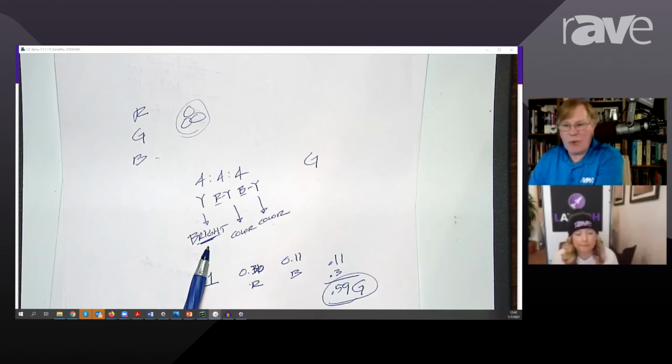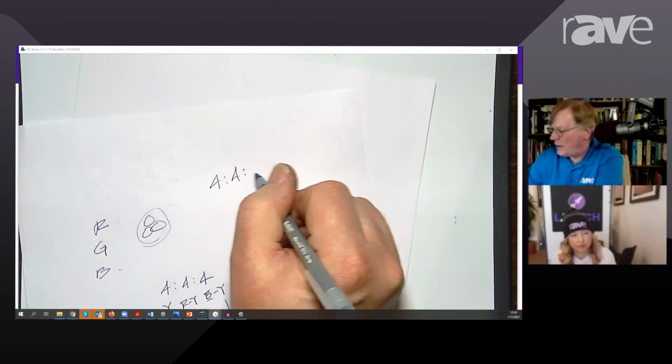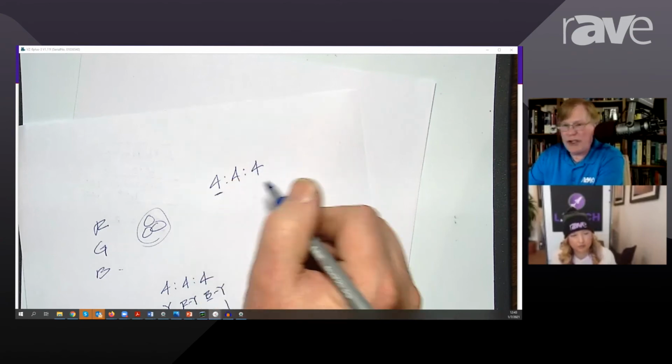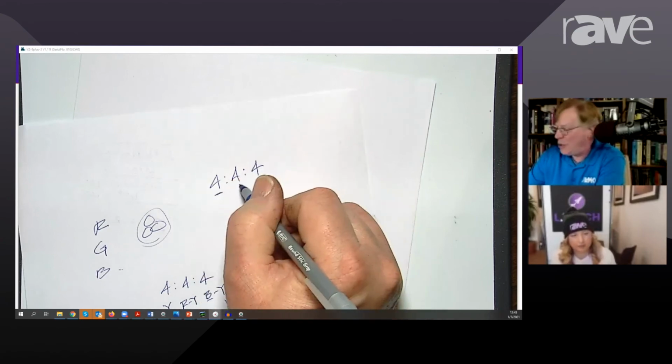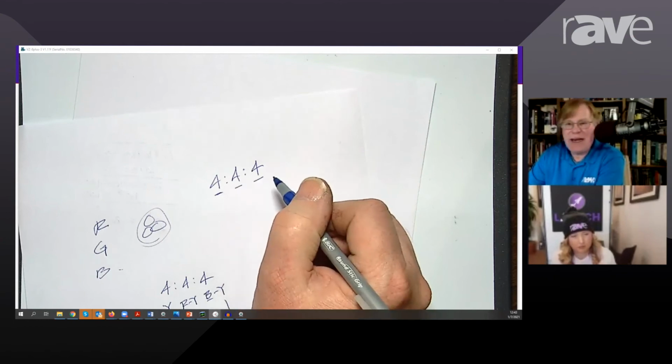So I don't need to transport the green. That's what it comes down to. So we're going to do this as a color difference signal, and that's one of the benefits of HDMI. When we see a 444 sample rate, obviously we're sampling the luminance at full rate, and with 444 we're sampling the color at the same rate as the luminance.